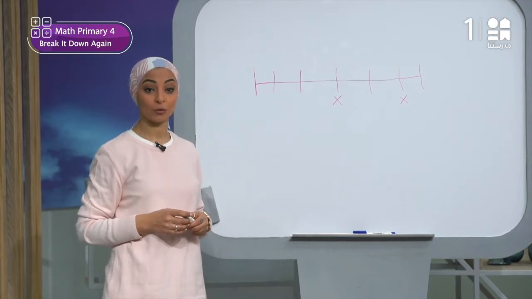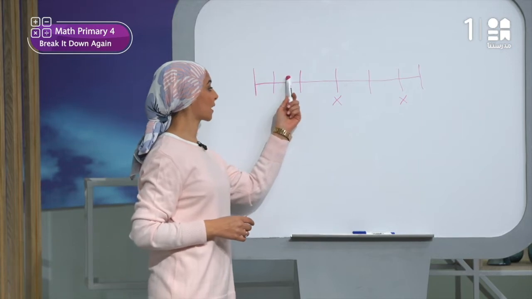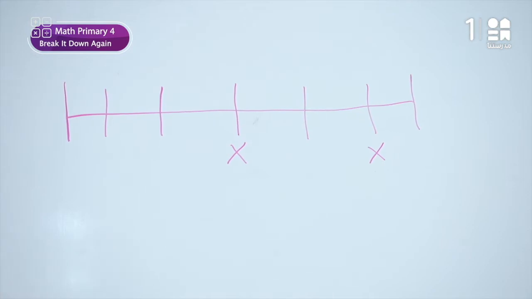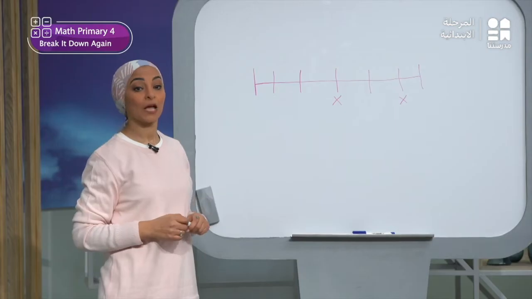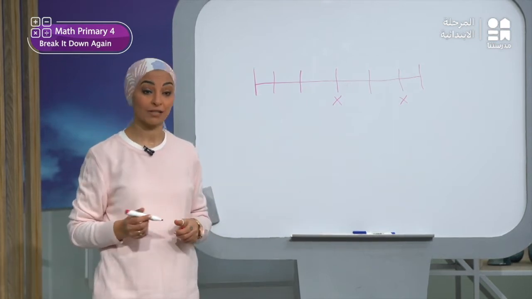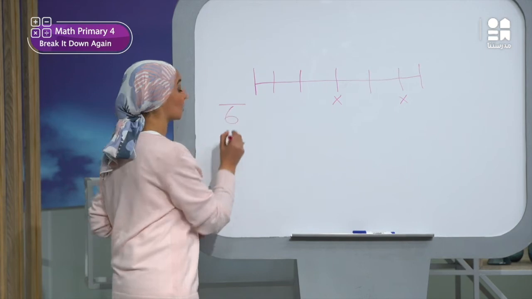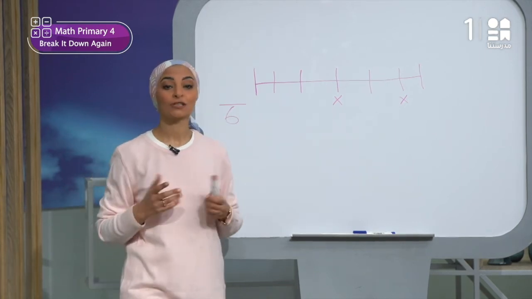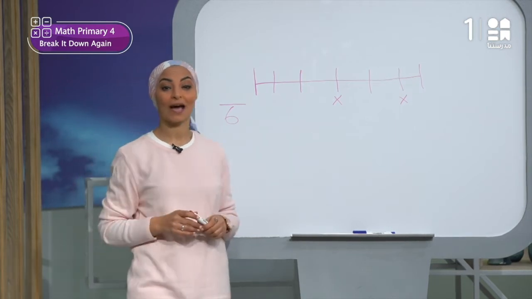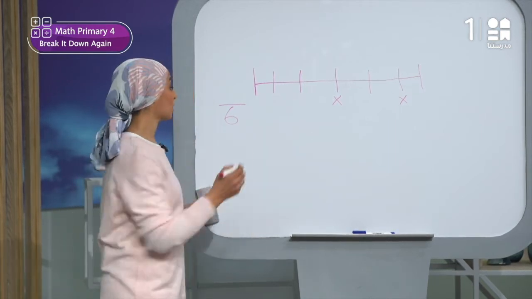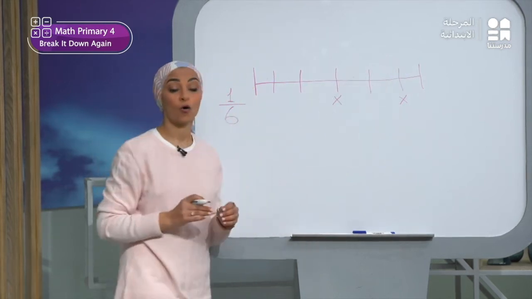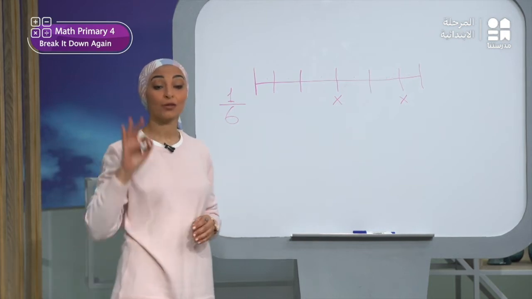Let's count the parts all together. Here's the first part, second part, third one, fourth, fifth, and sixth. So I have 6 parts in this line. So the denominator will be what? Yes, the denominator is the total number, which is 6. Now, how much does each part represent of the line? Exactly, it is 1 over 6. يبقى كل part from these parts represents what? 1 over 6.